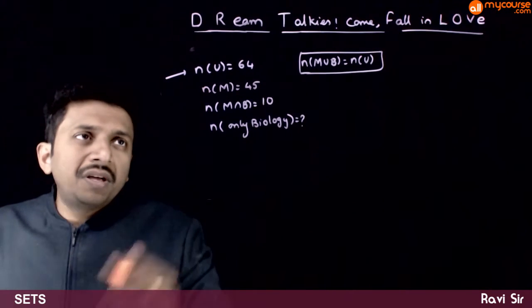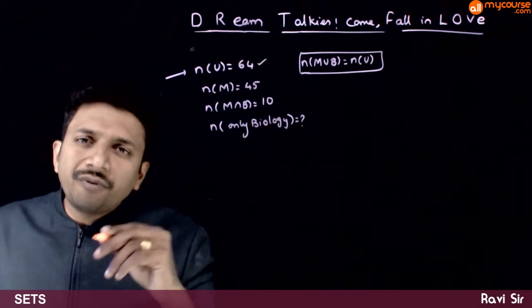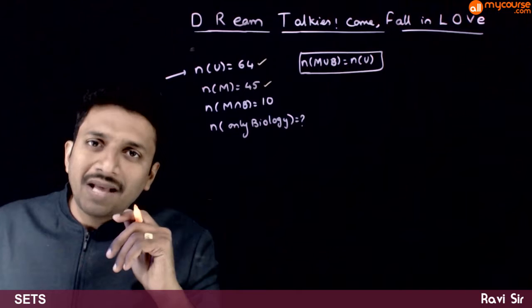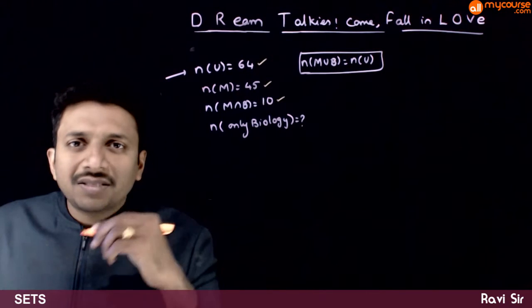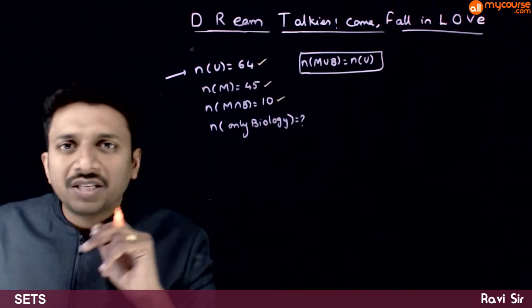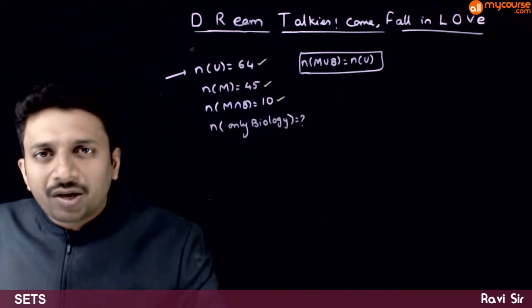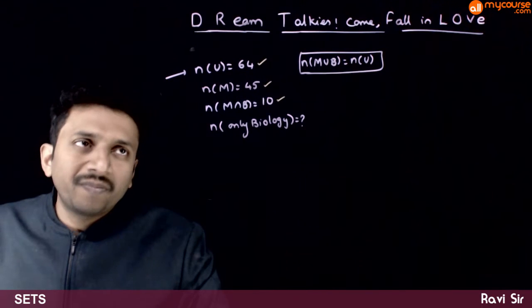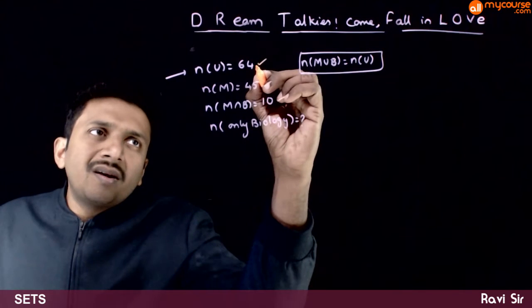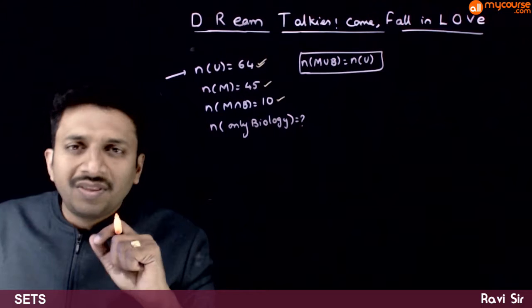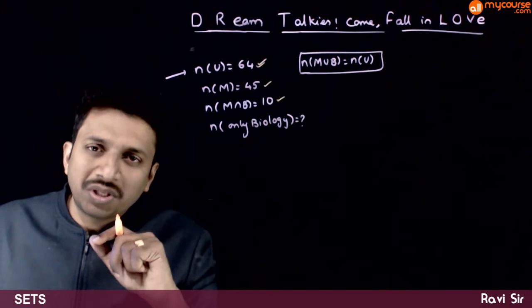So in this question you are given that out of 64 students, 45 students have passed in maths, 10 students have passed in maths as well as biology. The number of students who only passed in biology is equal to what? And it's given that all the students have passed either in maths or biology. There are no students who have failed in both subjects.